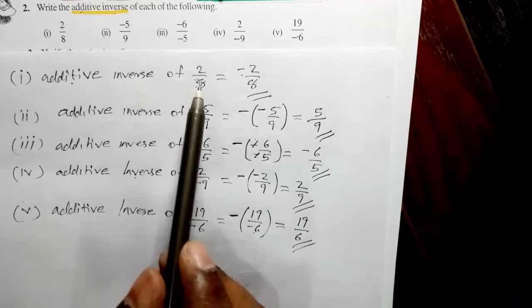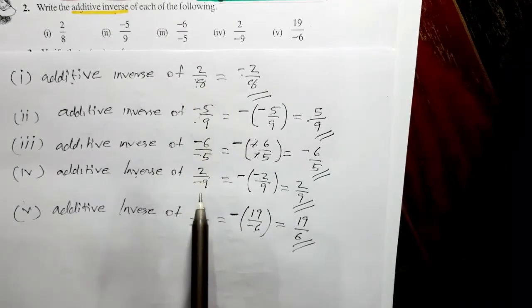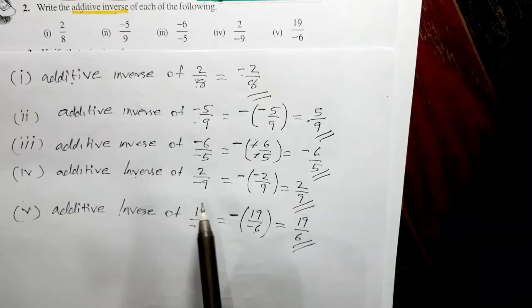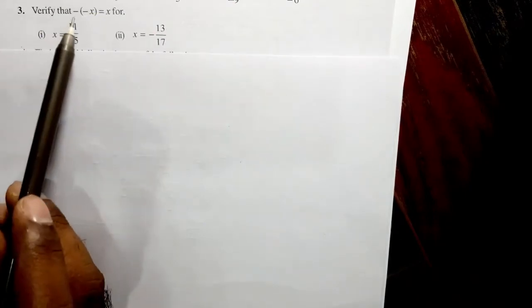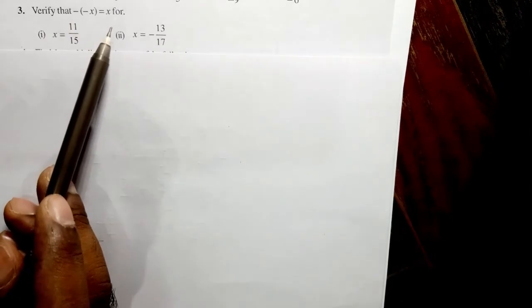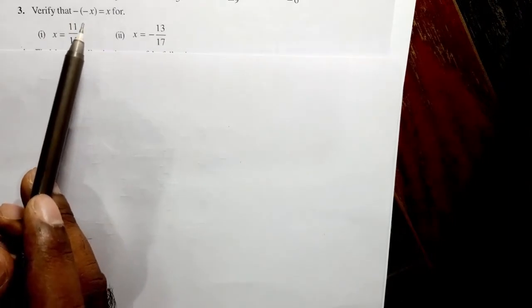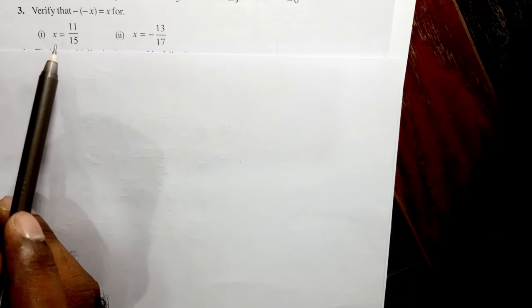So what is happening? The symbol just changes to its opposite. So we get the additive inverse. Now our third question: verify that minus of minus x is equal to x. So we can verify that by using these given examples.